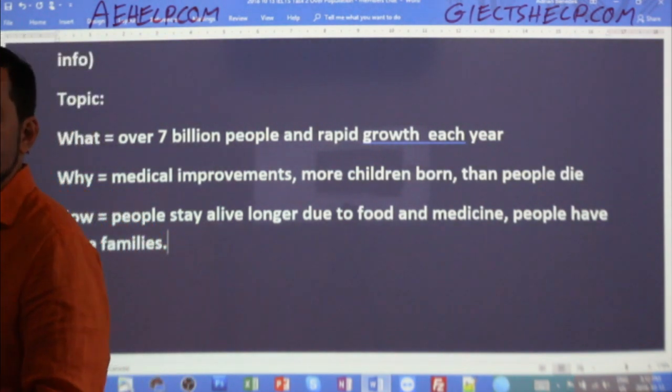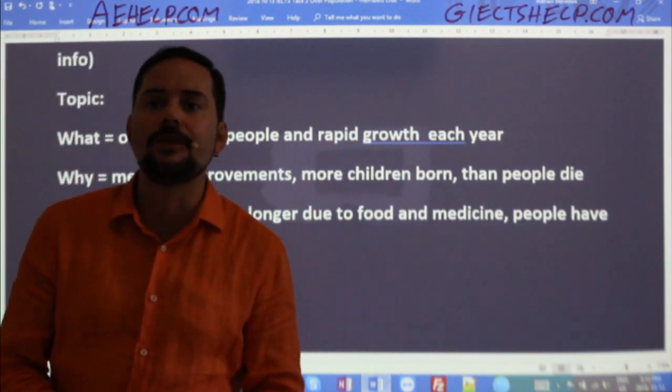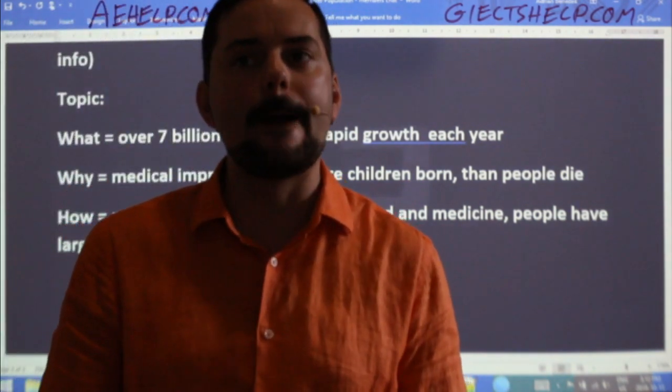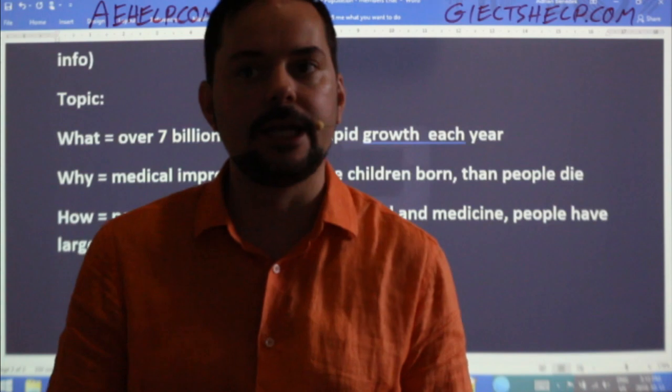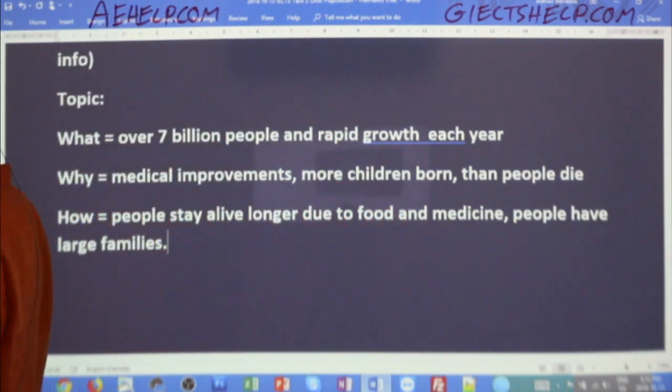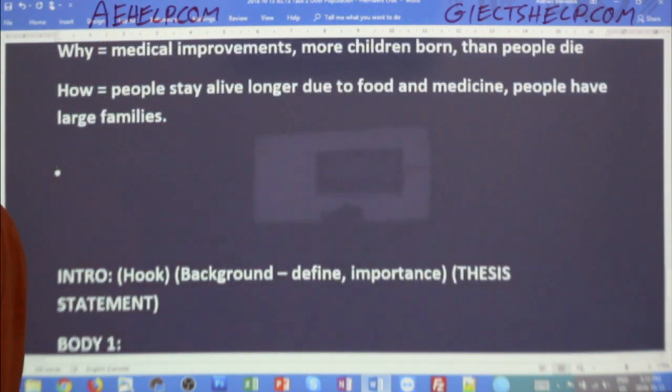So, Rahul, the Indian population is over 121 million. Not billion. That would be a lot of people. Okay, so that's the what, why, how. Now let's go to the controlling idea. Okay, what should you focus on?